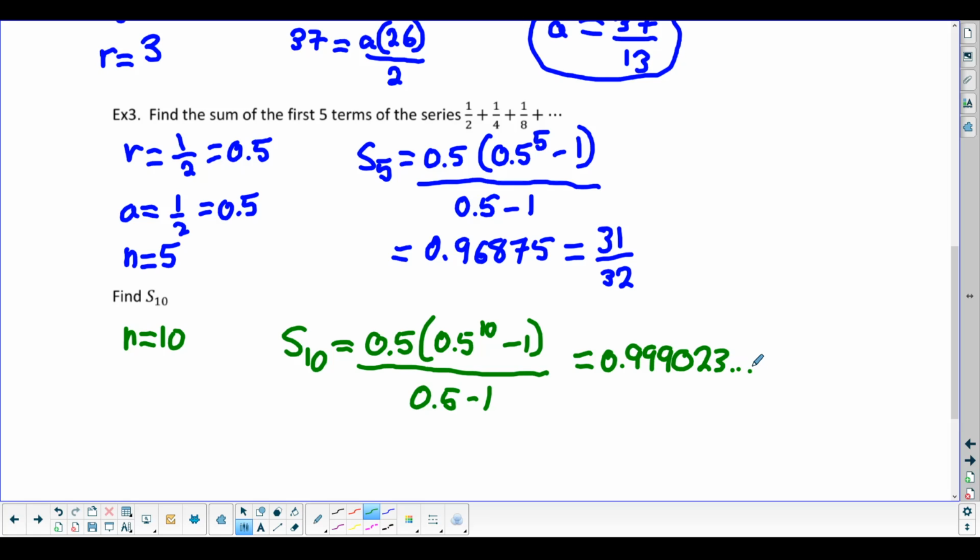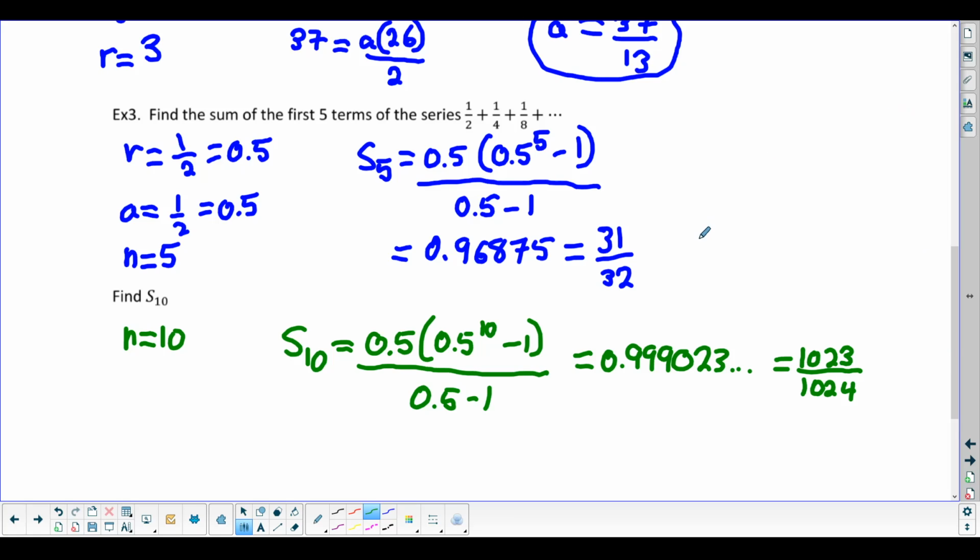I get 0.99902 dot dot dot. Okay. If I hit that fraction button, this is 1023 over 1024.